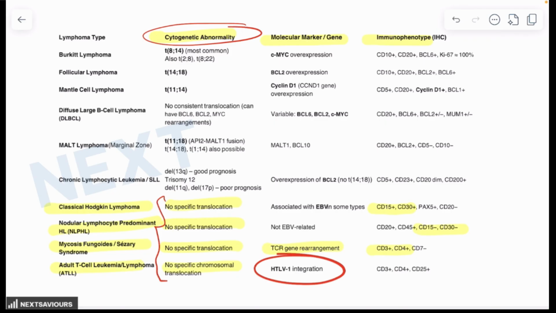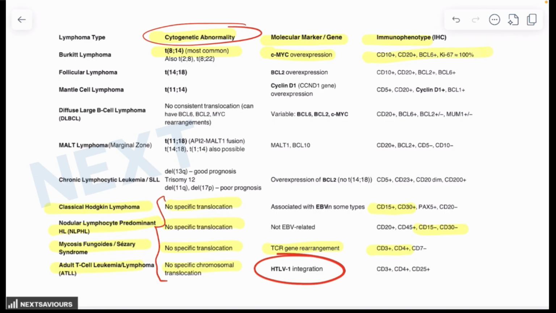Now, in case of Burkitt's lymphoma, there are so many specific markers on the basis of which you can mark the answer. Like t(8;14) is the most common cytogenetic abnormality in the form of translocations, the C-MYC overexpression, along with immunohistochemical marker positivity in the form of CD10, CD20, BCL6, and Ki-67.